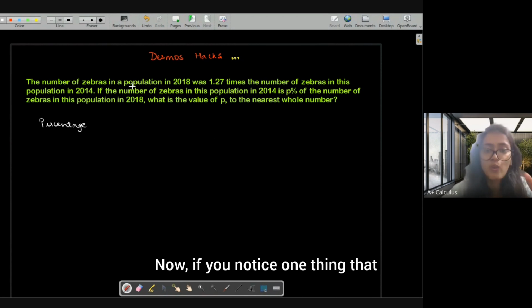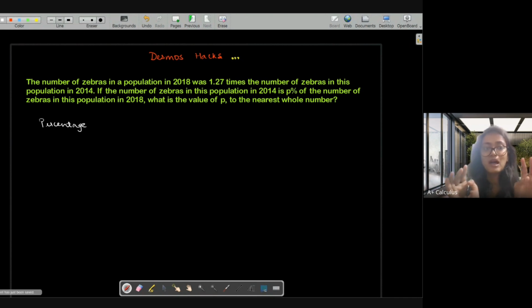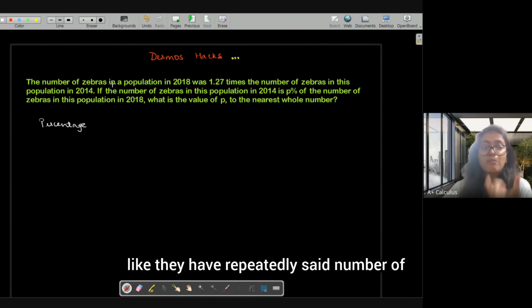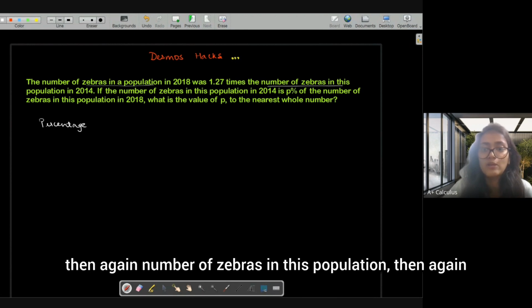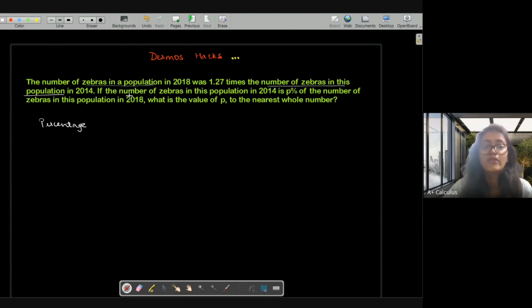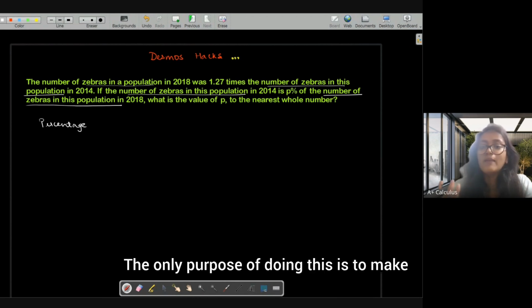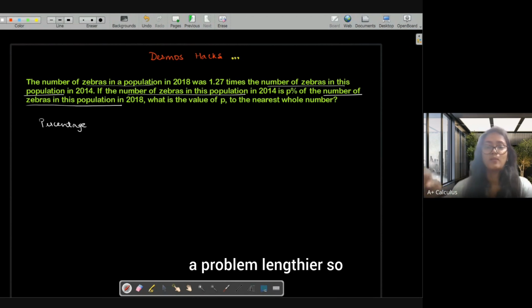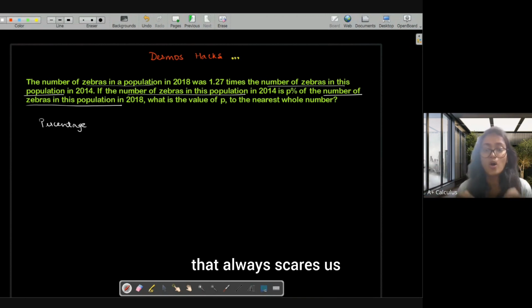Now, if you notice, a lot of words could have been avoided in this problem. They have repeatedly said number of zebras in a population, then again number of zebras in this population, and again and again. The only purpose of doing this is to make the problem lengthier so that it can intimidate you, because whenever we see a problem in a paragraph, that always scares us.